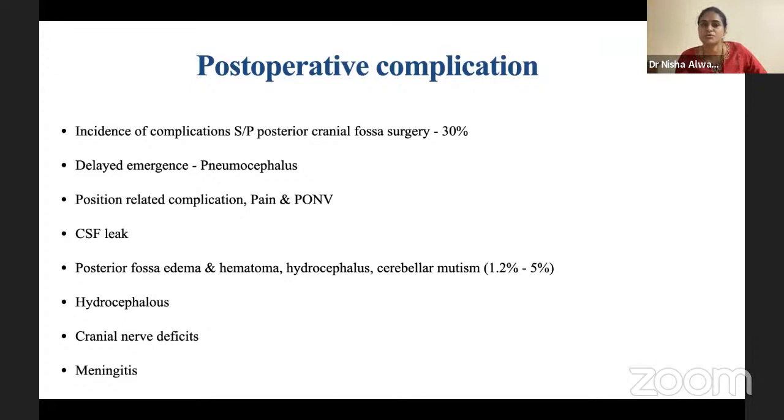In the postoperative phase of these patients, pain is very high because of the amount of muscle traction there, and also the risk of PONV because they are handling the vomiting center pretty close. So good prophylaxis and good pain relief have to be given to these patients.